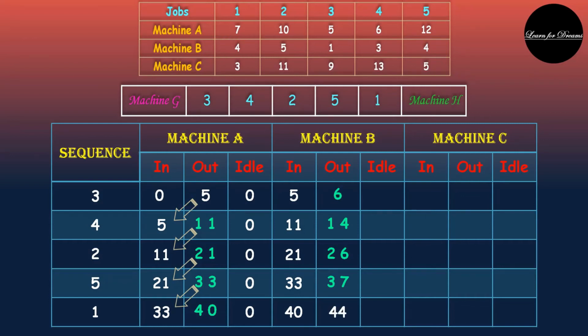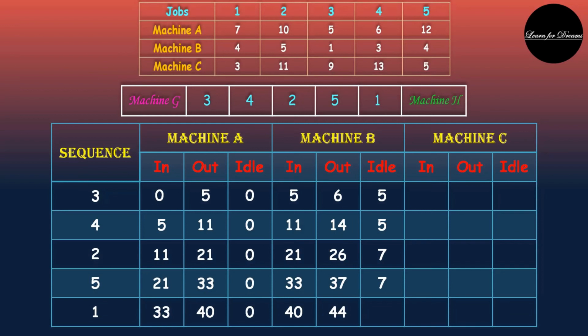Now let's calculate idle time for all jobs on machine B. When machine A is working on the first job, till then machine B will be idle. Hence for job 3, which is the first job, the idle time is 5. For job 4, idle time will be 11 minus 6, that is equal to 5. For job 2, it is 21 minus 14 equal to 7. For job 5, it is 33 minus 26 equal to 7. Lastly for job 1, it is 40 minus 37 equal to 3 hours. Right? Now the same procedure is to be followed for machine C.